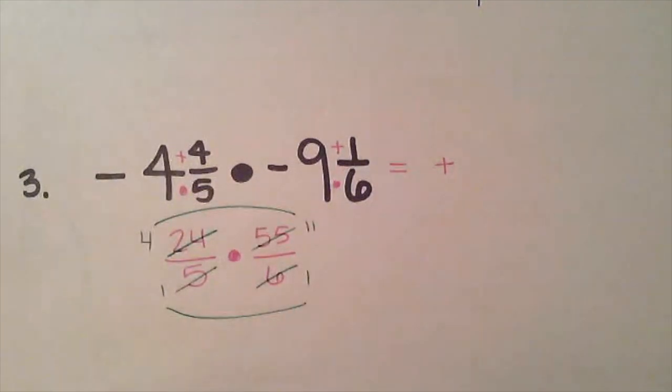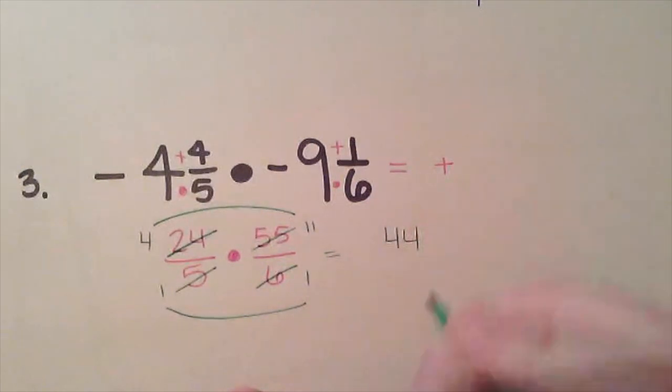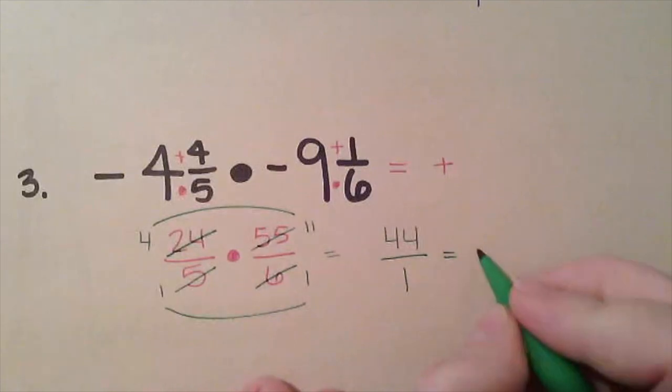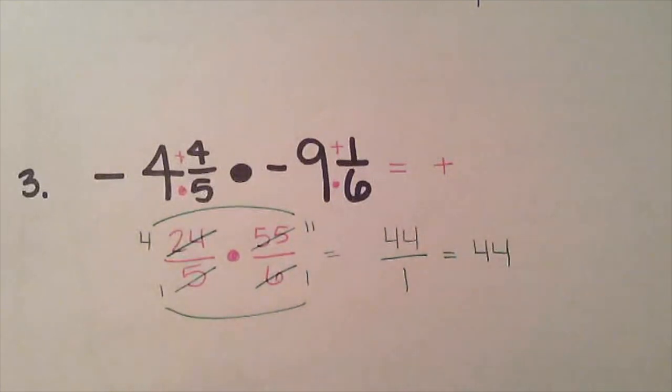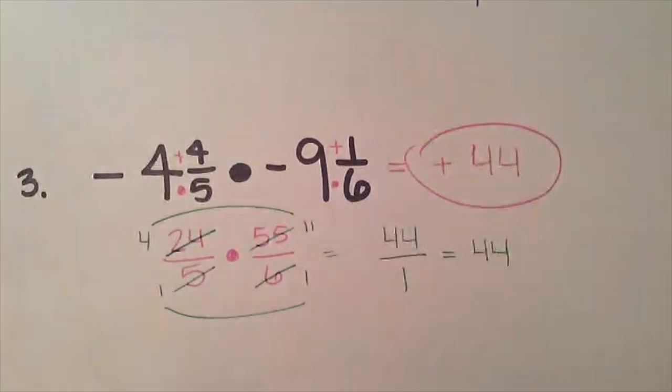Now I just have to multiply straight across. 4 times 11 is 44. 1 times 1 is 1. And that simplifies to 44. Be sure to clean up that 1 in the denominator. My final answer is positive 44. Who would have thought, right?